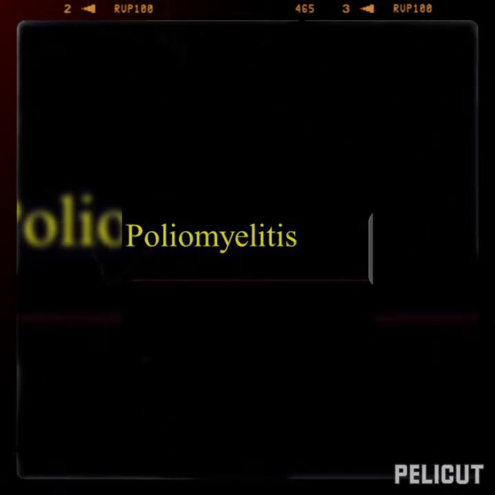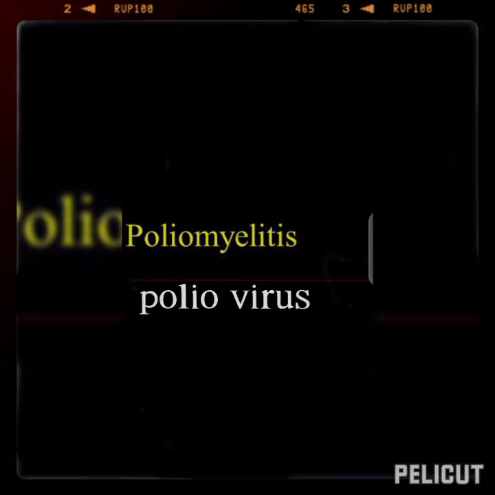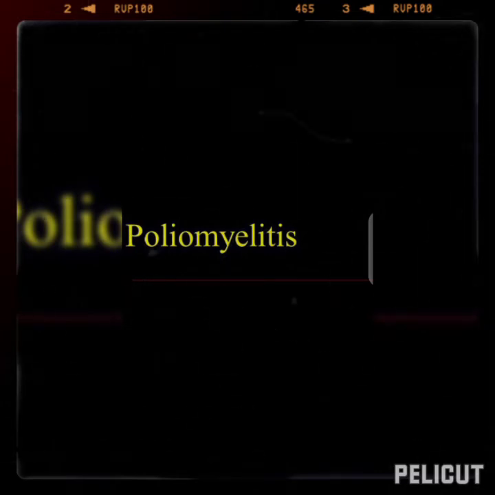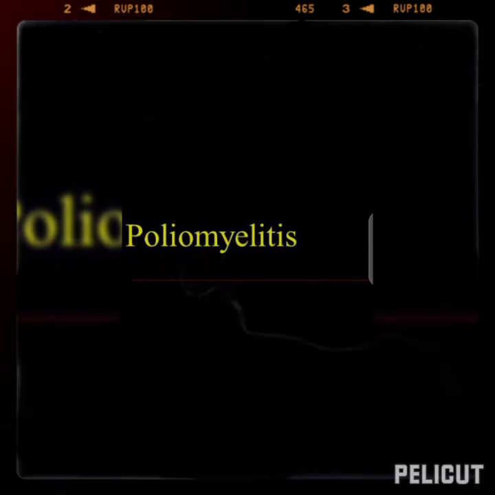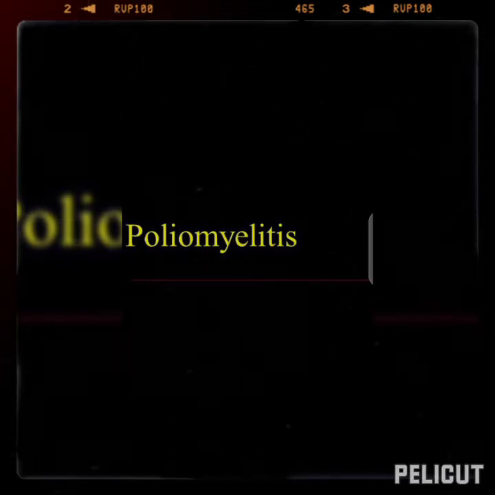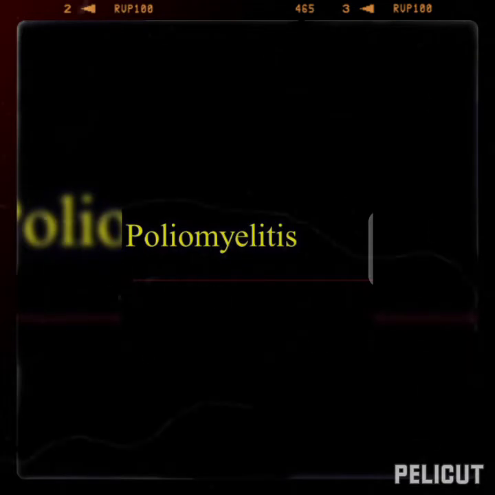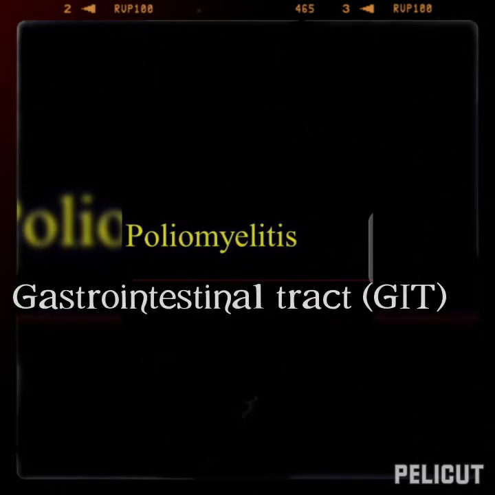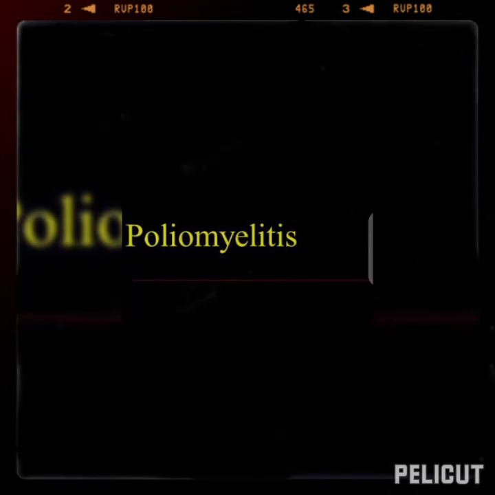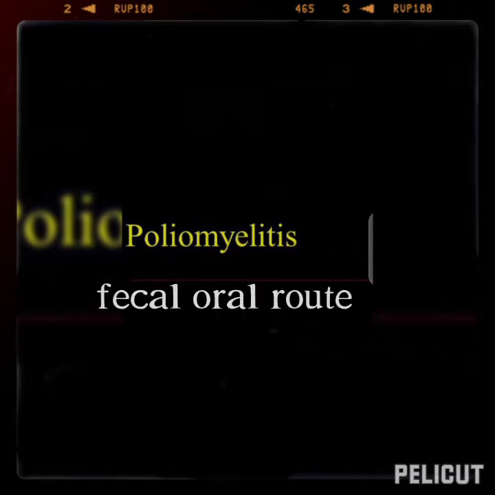You have to understand that the causative organism of poliomyelitis is poliovirus, and poliovirus belongs to a family of genus Enterovirus. Genus Enterovirus, these are microorganisms that affect the gastrointestinal tract, which is the GIT. The mode of transmission for poliovirus is through the fecal-oral route.